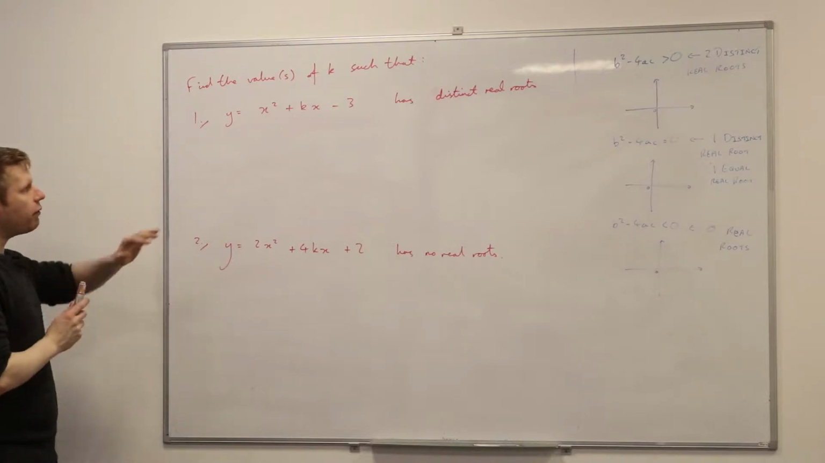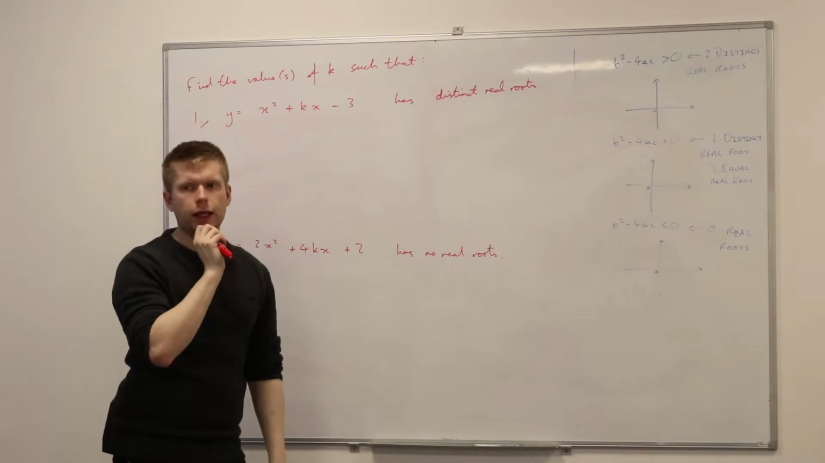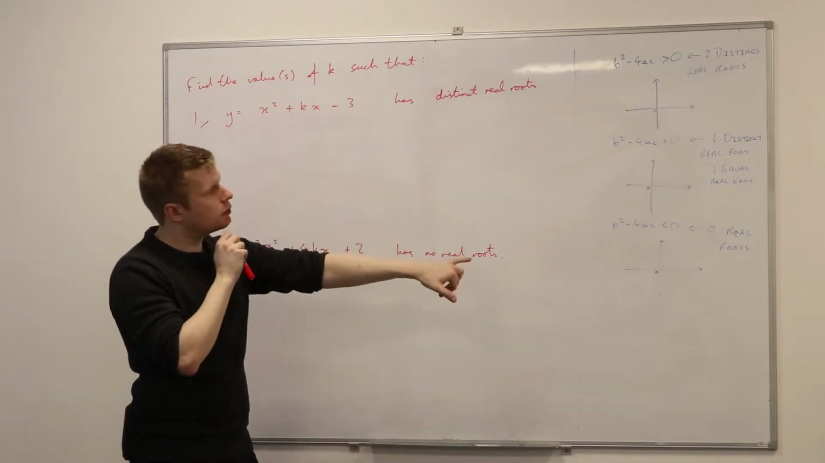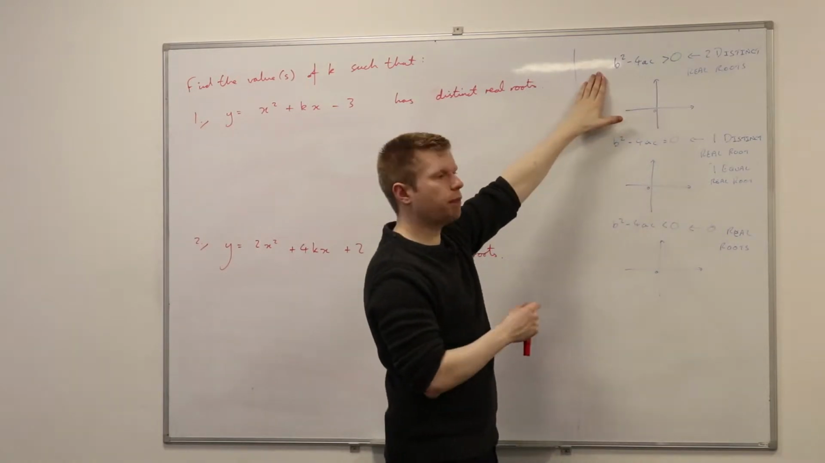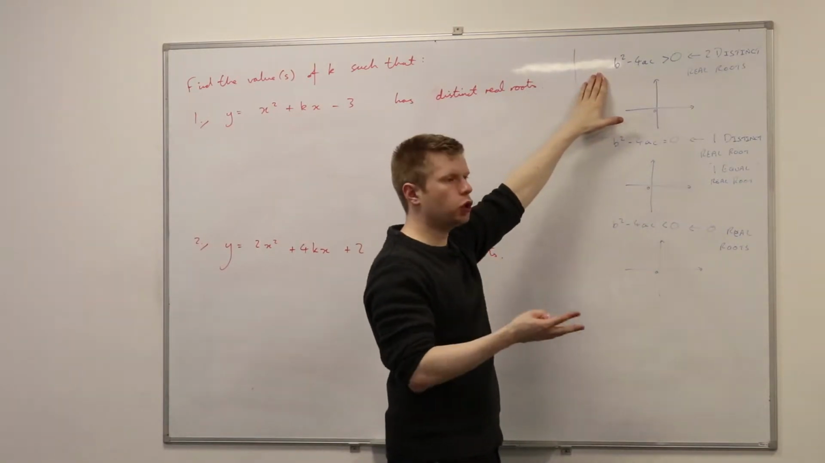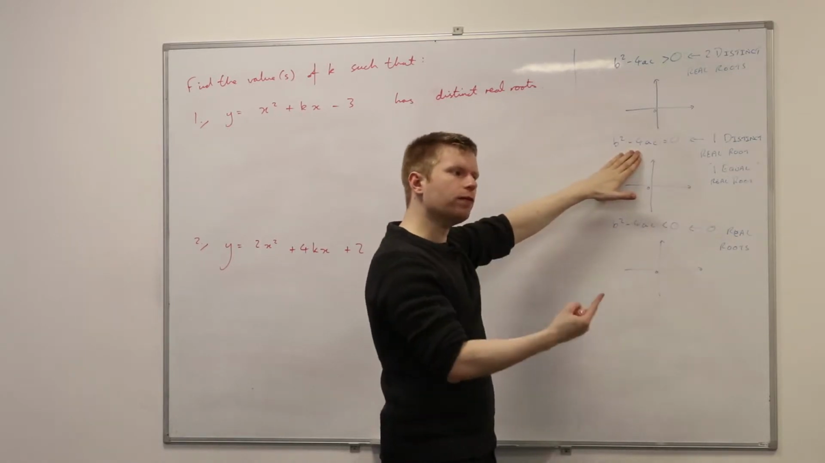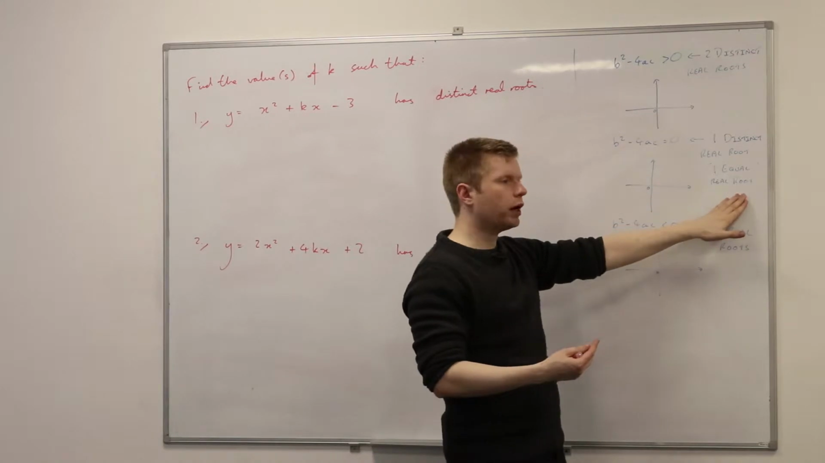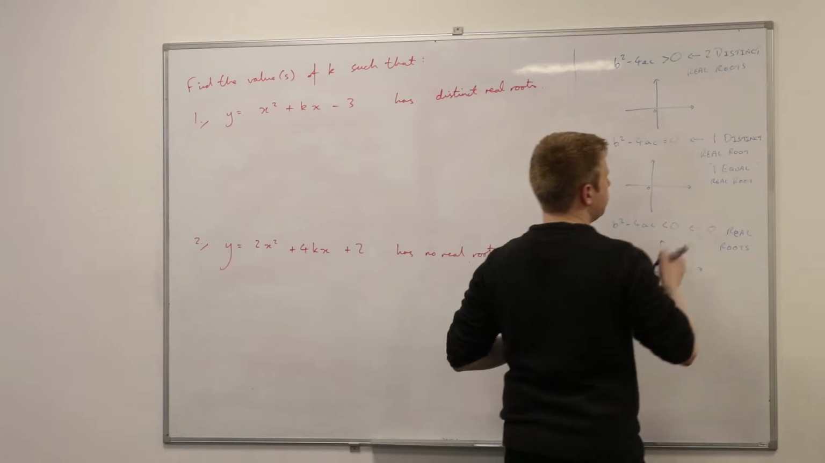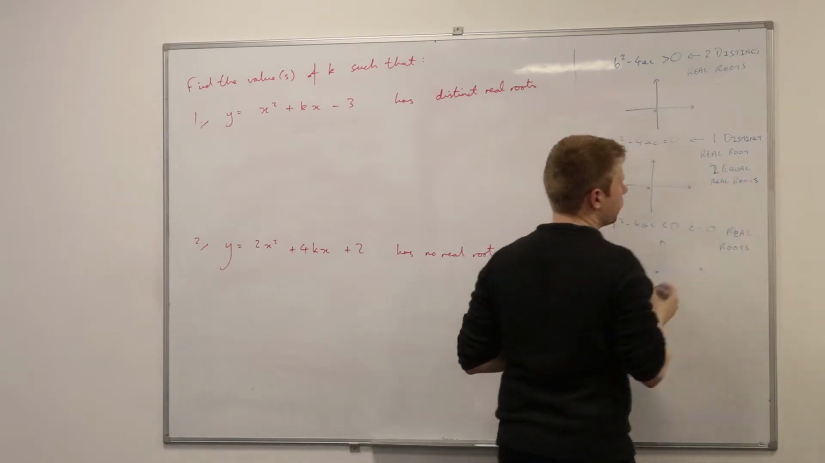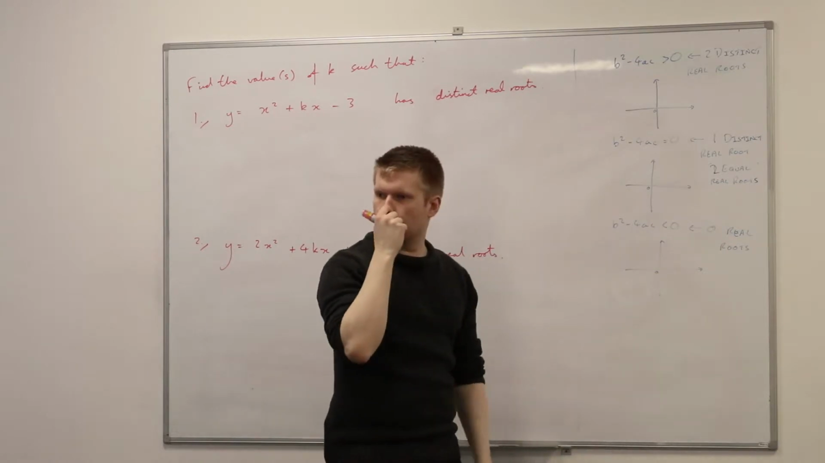So before we have a look at these types of questions, I just want you to think a little bit more about this. There's three cases that we could have. We could have the discriminant being greater than 0, which means that we have two distinct real roots. It's equal to 0, which means we have one distinct real root, or we could say two equal roots. Or we could have it being smaller than 0, in which case we've got no real roots at all.